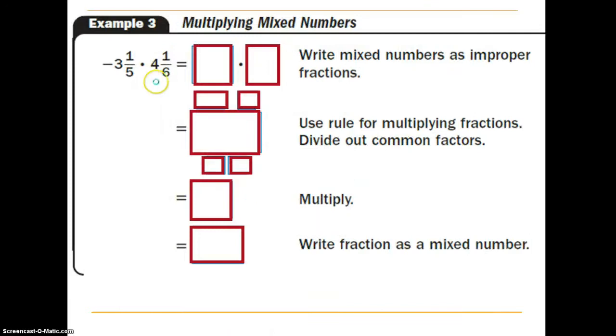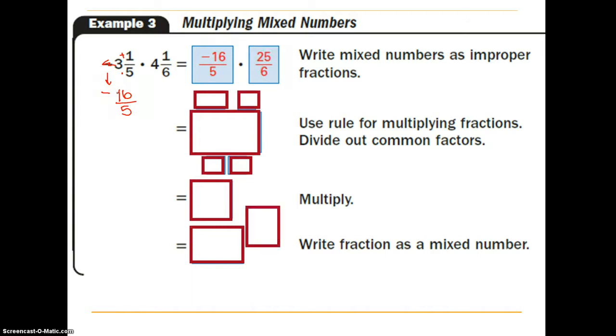Let's try another one. This time 2 mixed numbers. When you have this negative, just know that when you make it improper, just bring down the negative. So 3 times 5, don't even think about the negative now. 3 times 5 plus 1 is 16 over 5, and it's negative 16/5. And 25 over 6.